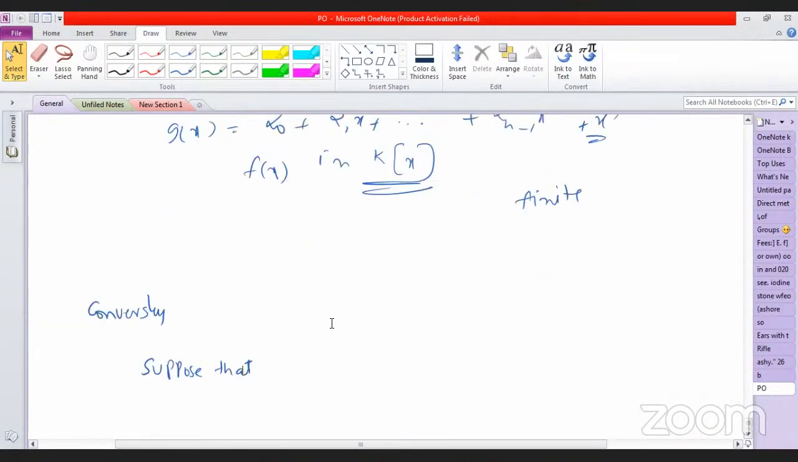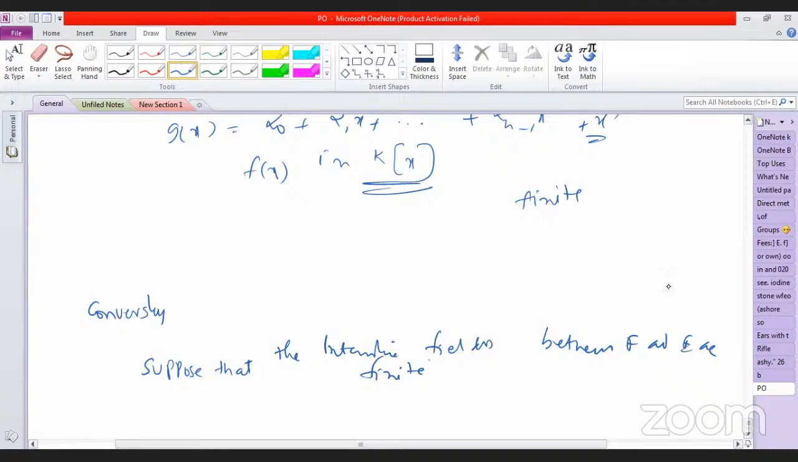So conversely, we can take that. Suppose that the intermediate fields between F and E are finite. We shall distinguish two cases. The case 1 we are taking here.